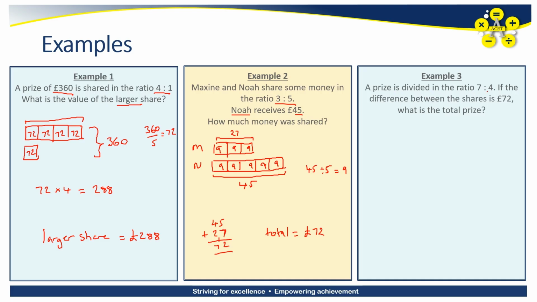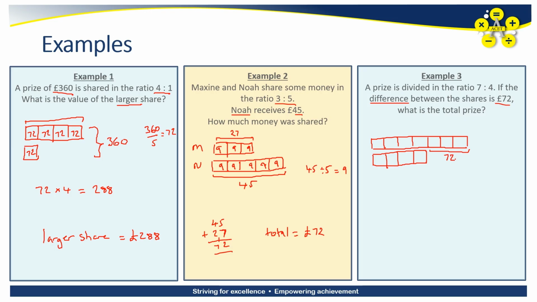Okay, final example to show you then. This time a prize is divided in a ratio of 7:4. So same thing again, I'm drawing out those 7 boxes. 1, 2, 3, 4, 5, 6, 7. And then I've got that 4. So I'm going to draw it over here. Notice it's the same size because they are equal parts. Now, if I go back to my question, the difference between the shares is £72, so that's what's different here, the difference. So the difference is the bit that's extra. The difference is these 3 parts here.